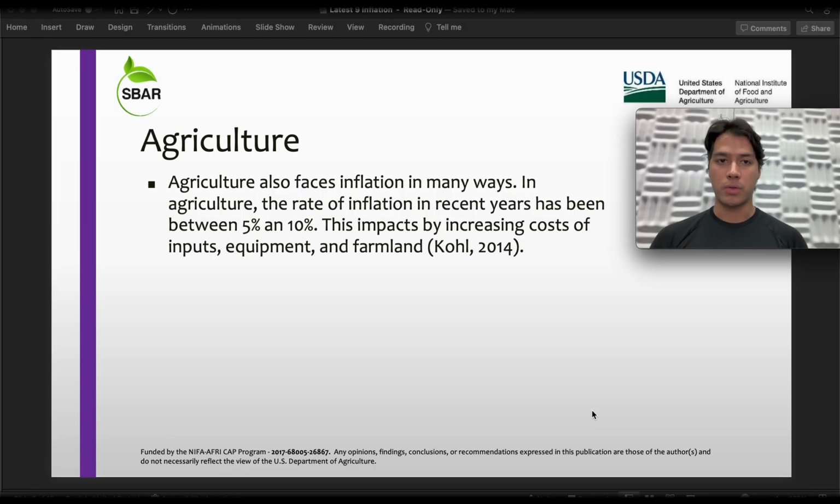Now let's move on to agriculture, which is an industry that also faces inflation in many ways. In agriculture, the rate of inflation in recent years has been between 5% and 10%. Of course, this impacts by increasing costs of inputs, equipment, and farmland. As a result, this also impacts consumers by facing higher prices in their food products.